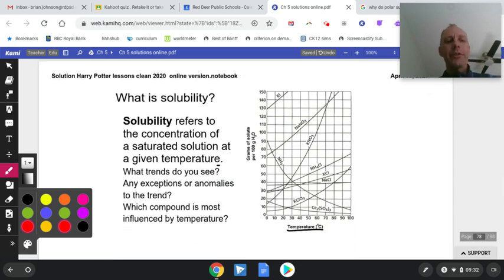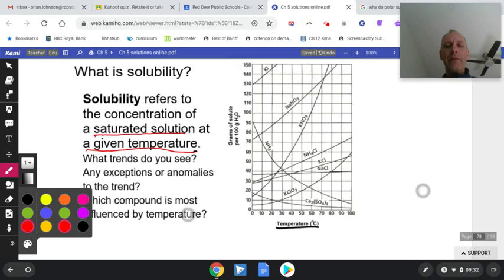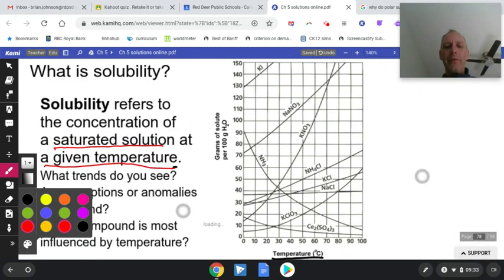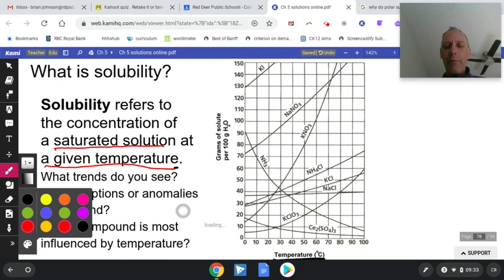Okay, so in your notes, you have a few things to fill in. Solubility refers to the concentration of a saturated solution at a given temperature. So this is a solubility graph. We're going to take a look at this. You have it in your notes as well. I was doing some research today, and there's some debate. They think this line is an error, so we're going to ignore it. The cerium sulfate, pretend it's not there.